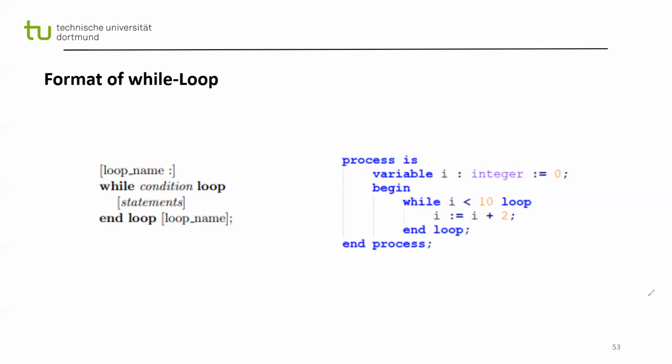Moreover, we have our while loop and our condition I is less than 10, and we loop. We give I the value of I itself plus 2, and we end the loop. So this loop will basically loop either 4 or 5 times. And finally, we end the process.